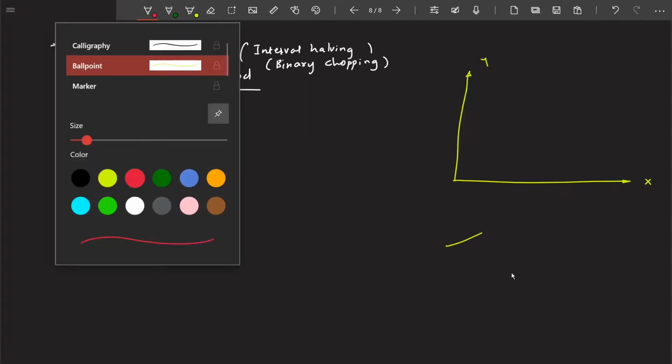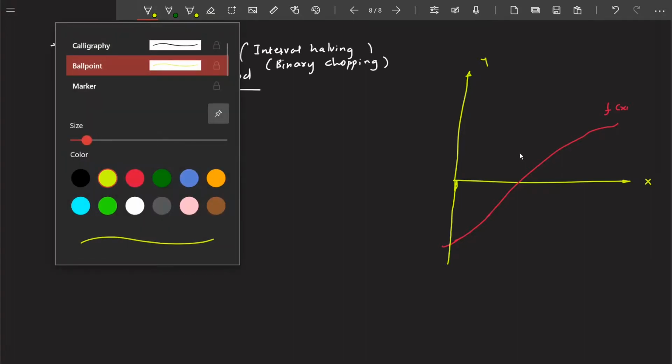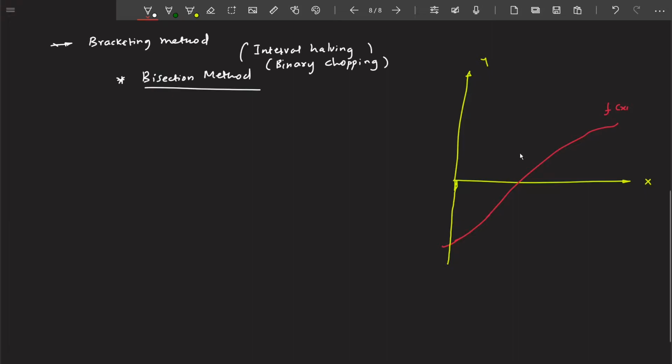Let me use different colors so that it's not too confusing for you. This is the function f(x). It's looking like a straight line, but it should not be a straight line, just a function like this. So I'm using different colors so that it's easy for you to understand. Anyways, please bear with me. So let us come back to this. What is the root here? This is nothing but the root of the function.